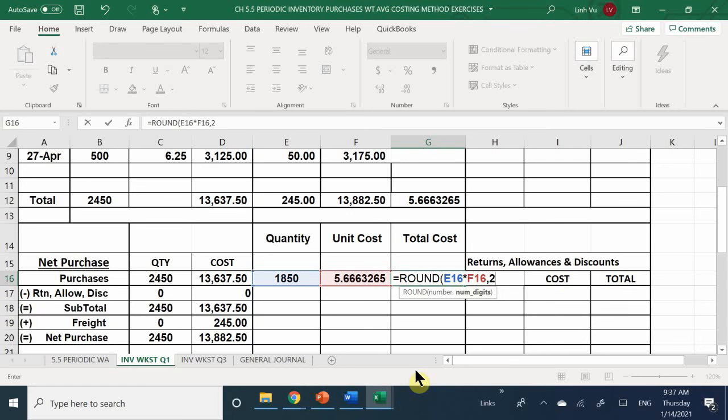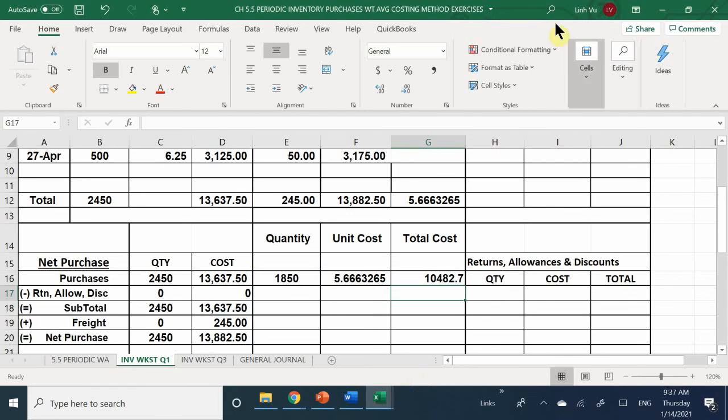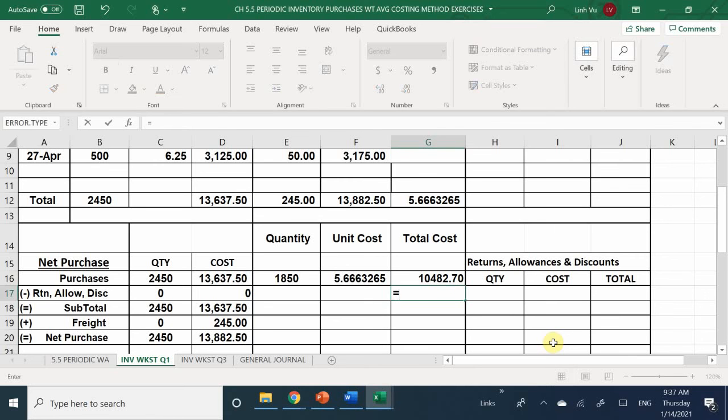So if I put in 2, in order to end your formula you're always going to have the ending parenthesis, but in this case I can also just press enter. Once I've done that, my new rounded number is going to be here. It's going to be $10,482.70.